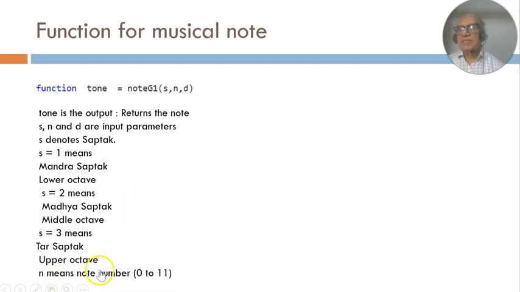Then small n means the note number. We have already seen that different notes have different numbers, and you have to pass the appropriate number. For example, if n equal to 0, then 2 raised to 0 by 12 is 1, so you will get the shadaj itself. n equal to 1 will give you komal rishabh and so on. And d is the duration of the note in seconds.